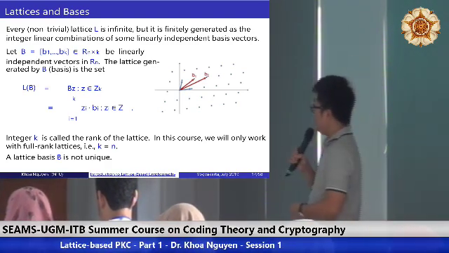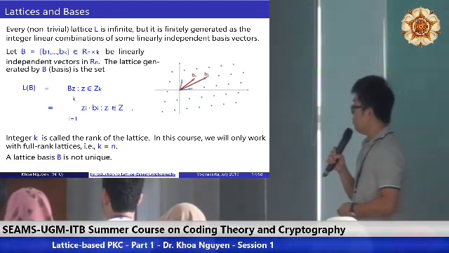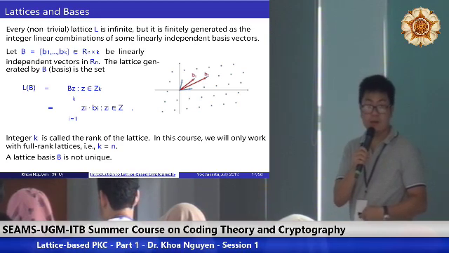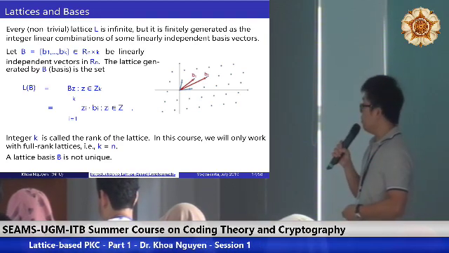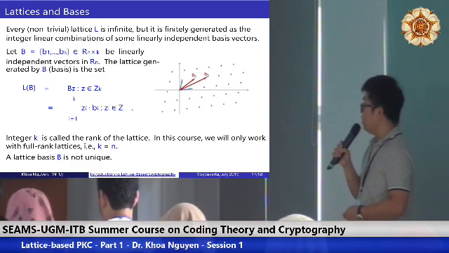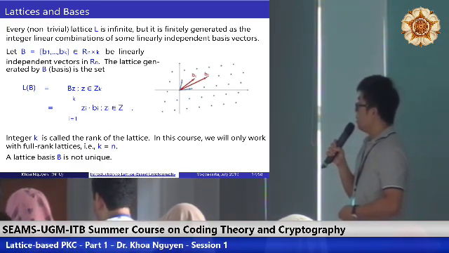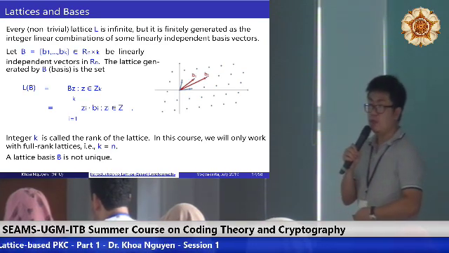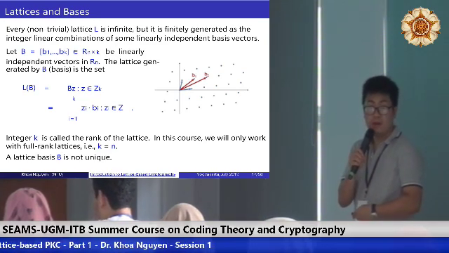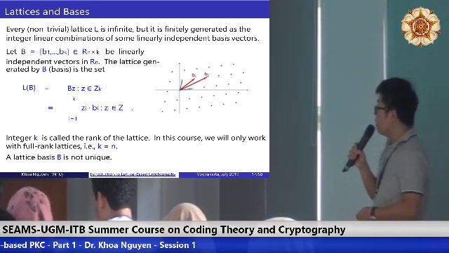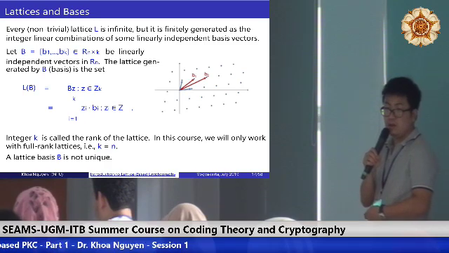One remark here is that this is different from the concept of a vector space. For a vector space, we don't require the coefficients z_i in the linear combination to be integers; they can be real. But here we work only with integer combinations. So this is the lattice.